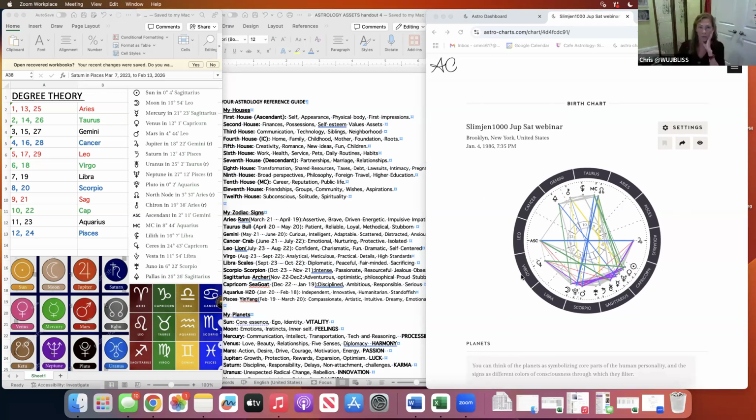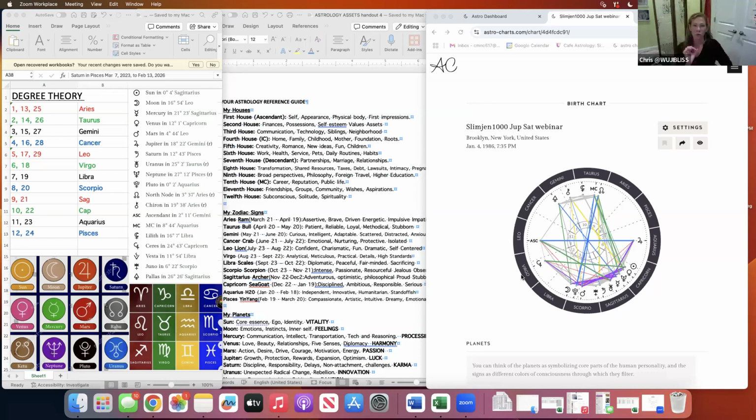So what we're going to do right now is talk about Jupiter and Saturn in our natal charts. We have a natal chart that tells us where Jupiter and Saturn were at the exact time of our birth. Saturn has a slower transit than Jupiter. Jupiter spends 1 year in each zodiac sign, so it takes 12 years to go around the entire zodiac. But Saturn spends 2.5 years in each zodiac sign.